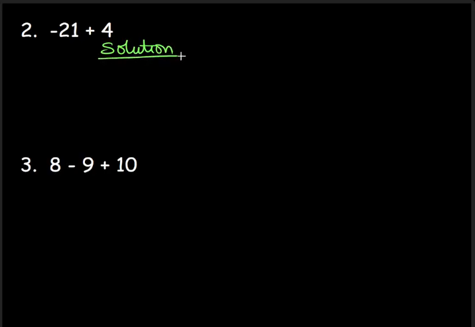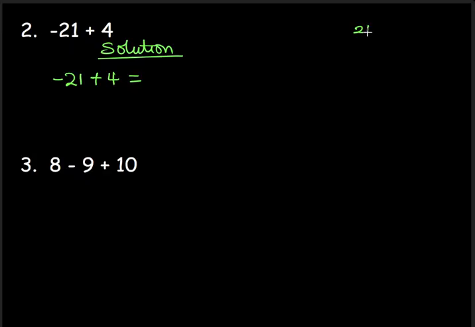We move to number 2. Minus 21 plus 4. Same sign or different signs? This is minus. 21 carries minus and 4 carries plus. So different signs. Different signs means we will subtract and keep the sign of the bigger number.